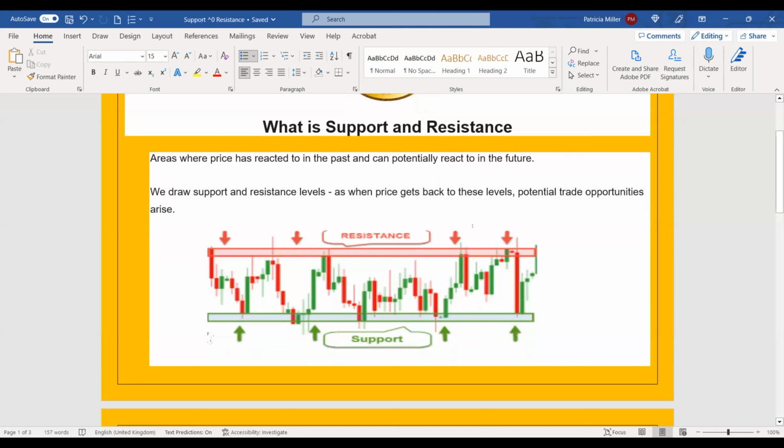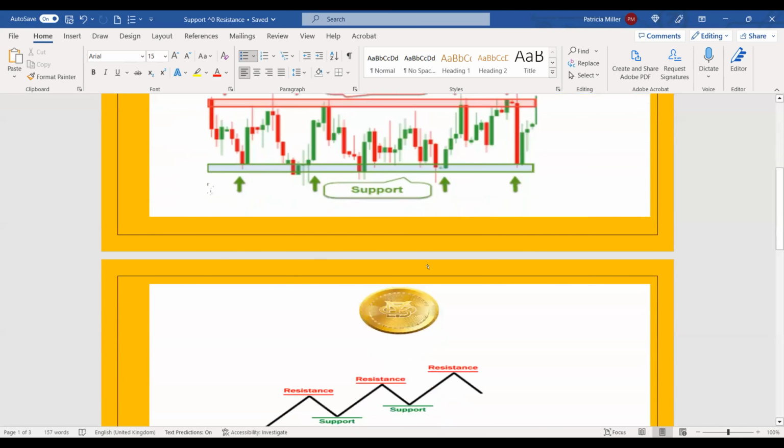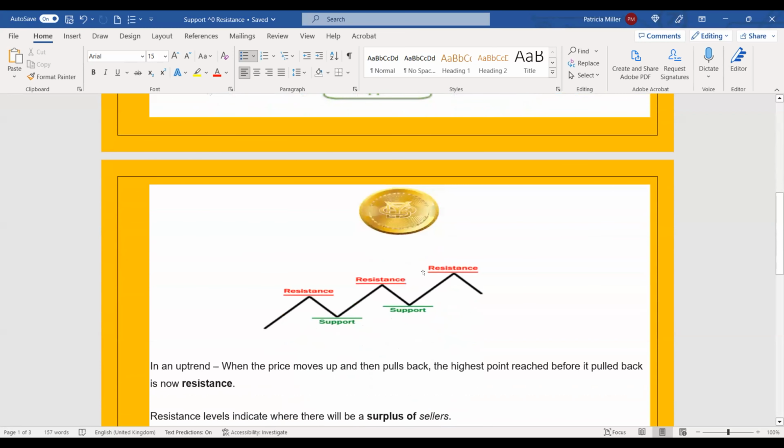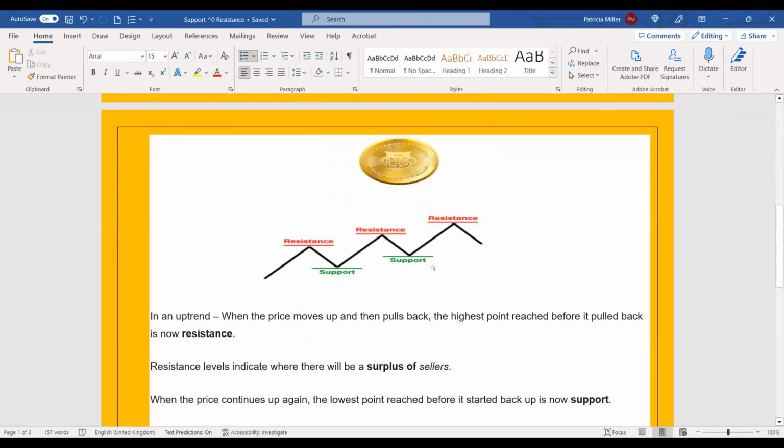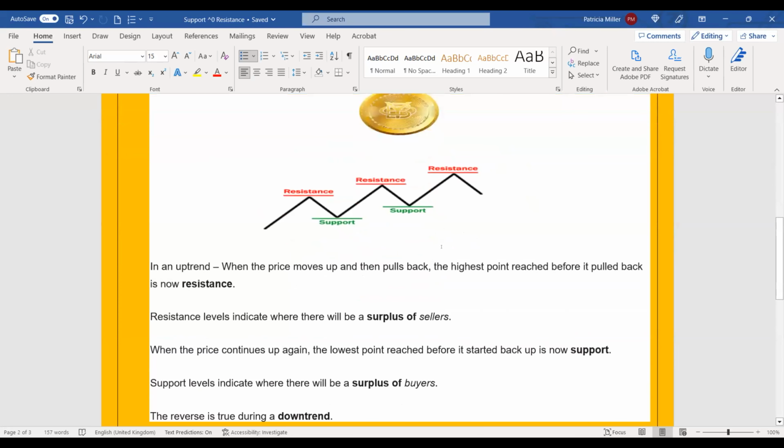So these are areas where price has reacted in the past, and it has the potential of reacting going forward, right? So again, when you go on your charts, it's good to identify your trend. Are you in an uptrend? You have to understand market structure. Are you in an uptrend? Are you in a downtrend? That way you'll be able to identify your areas, where to draw them up, how to read those areas, and where you're going to enter and exit your trades.